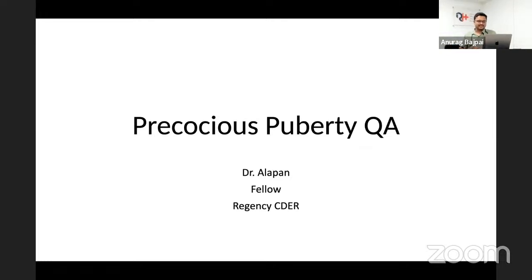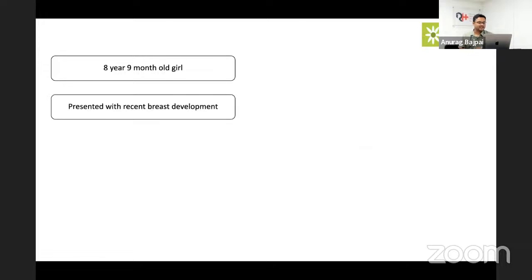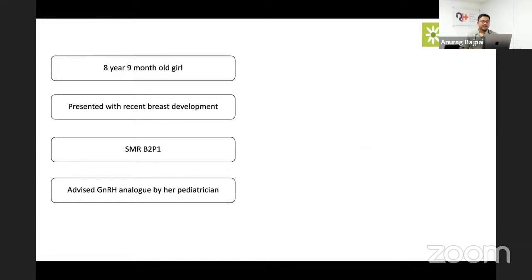So the topic, precocious puberty in girls, is very important in terms of pediatric residency. And I think all the pertinent points have been covered well by sir and ma'am. So I hope everyone will get to answer every question I put in front. So this first case: an 8-year, 9-month-old girl child presented with recent breast development. The pediatrician examined her and saw breast development B2 and P1, and advised a GnRH analog. So what is your opinion regarding this?